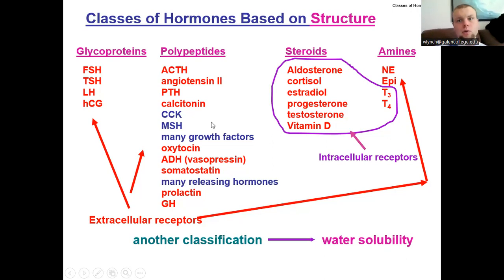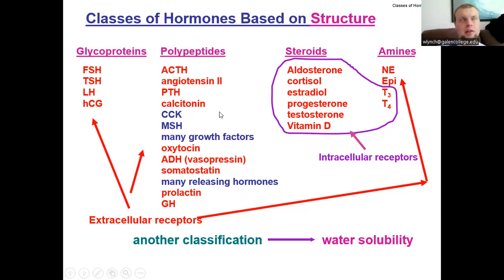Another way we can look at this is water solubility. If it is water soluble, it's going to be a glycoprotein, polypeptide, or epinephrine and norepinephrine. Lipid soluble are the steroid hormones. So if we have a lipid soluble hormone, it's going to have an intracellular receptor.